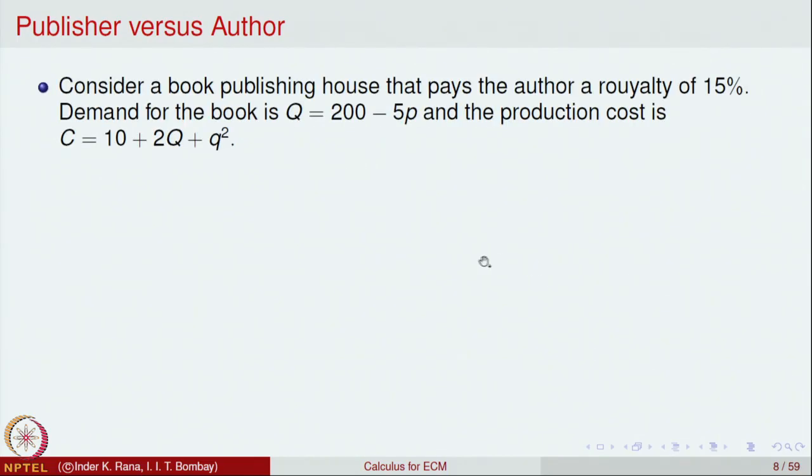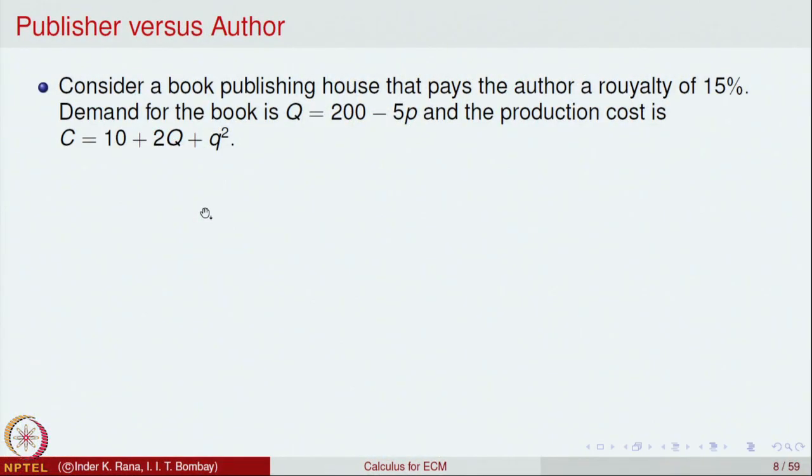Let us look at one more example for our scenario, and that is as follows. Consider a book publishing house that pays the author a royalty of 15%. So, when you publish a book, the publisher prints the book, sells the books, and then the author is given a part of the selling price of the book as the profit, as the royalty. So, this publisher is offering the author a royalty of 15%.